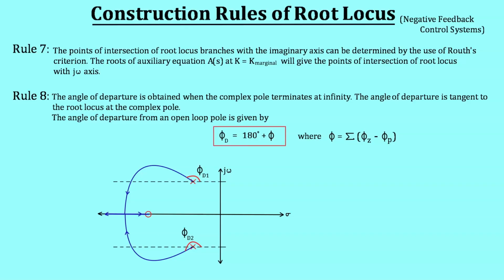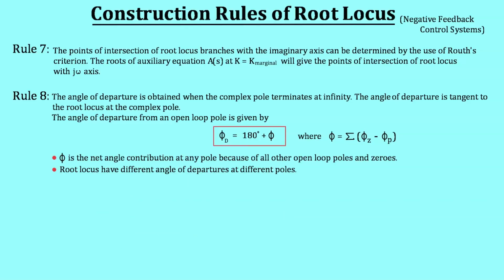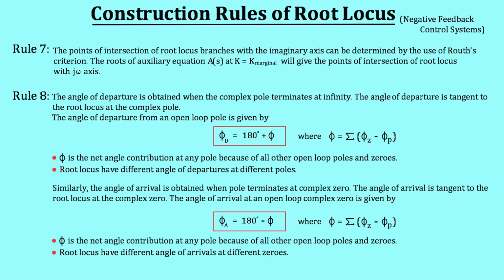This angle is obviously measured from the real axis. Phi is representing the net angle contribution at any pole because of all other open loop poles and zeros. Remember that root locus has different angles of departure for different poles. Similarly, we have the angle of arrival, which is obtained when a pole terminates at a complex zero.